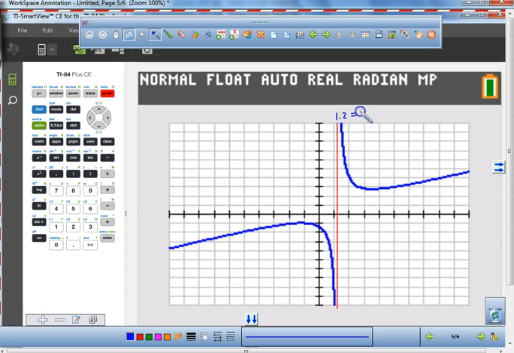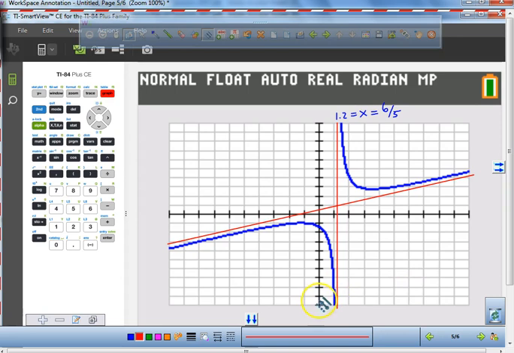Well, you're not going to believe what 1.2 is equal to as a fraction. 6/5. Okay? And then we have a slant asymptote, looks like it goes right about here. Now, this video is not going to cover how to find slant asymptotes because we don't have time, but later we'll talk about how to find slant asymptotes. All right?